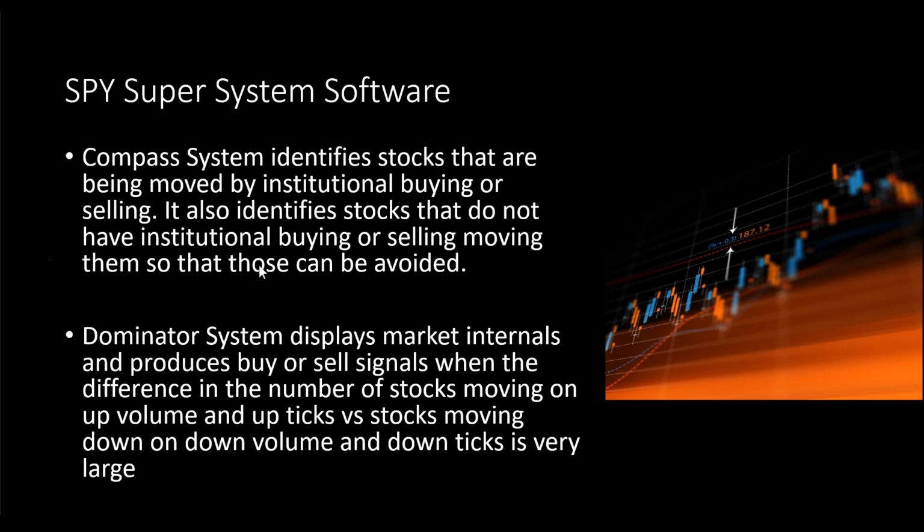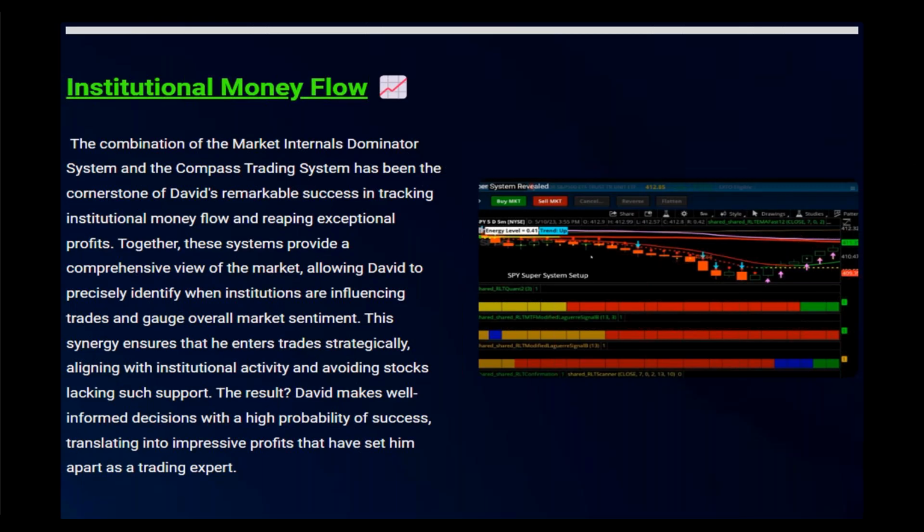So if we've got the Compass system telling us the institutions are in there buying, and we've got the Dominator system telling us not only that, but the market internals are also in our favor, the whole market is bullish, that gives you a very high probability trade setup when that happens. All right, so that's what the SPY Super System software is going to identify, and I'm going to show you the charts and how we find these things and why we find them like that.